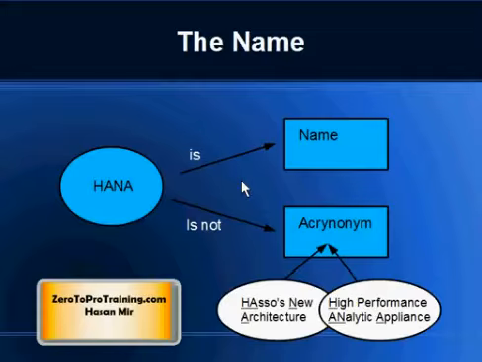Another misconception that prevails is that HANA is some kind of an acronym. It's a name. It's not an acronym. It doesn't stand for anything like high performance analytical appliance or anything like that. Just a name.